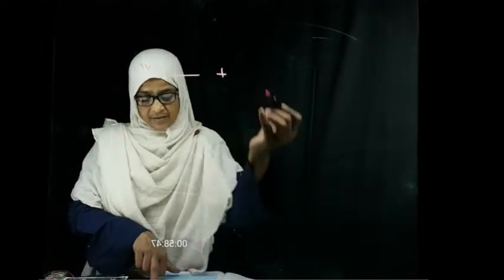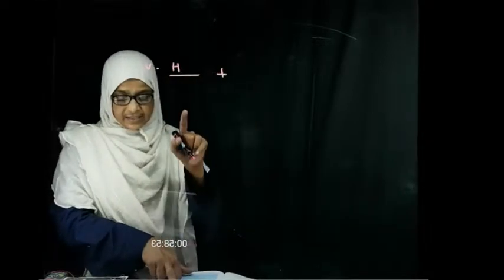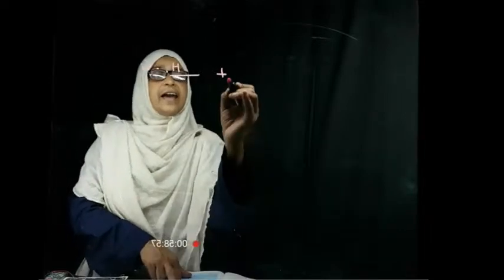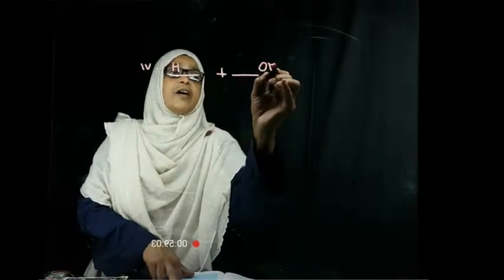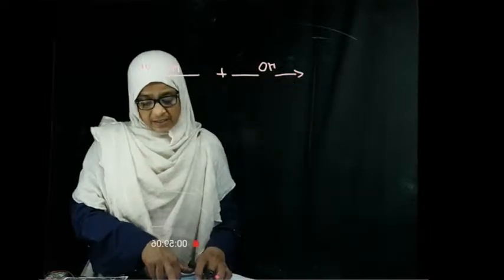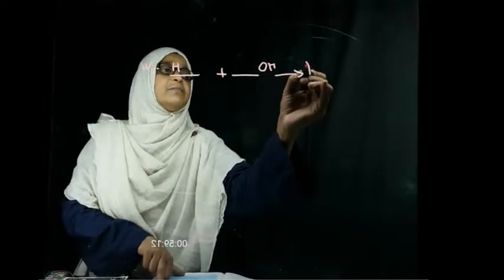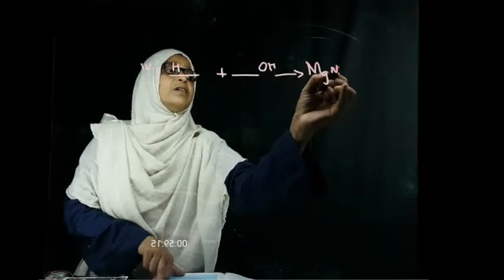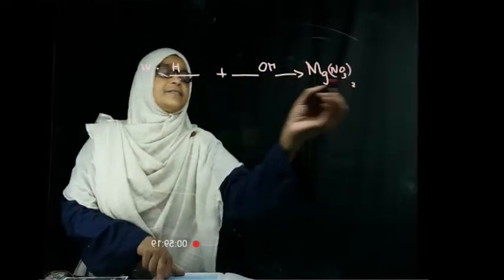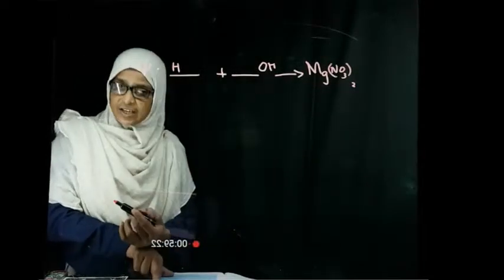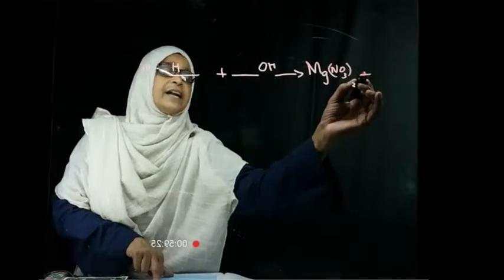The fourth one. This is acid, so we have H plus. They have mentioned acid, and hydroxide, so there is OH. Giving magnesium nitrate, Mg(NO3)2. This is a neutralization. Here another product must be water.